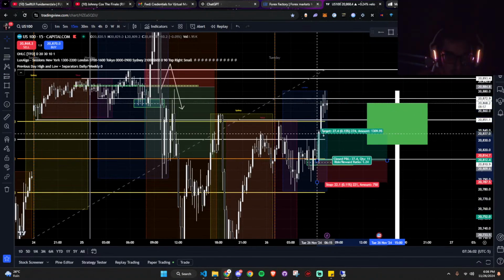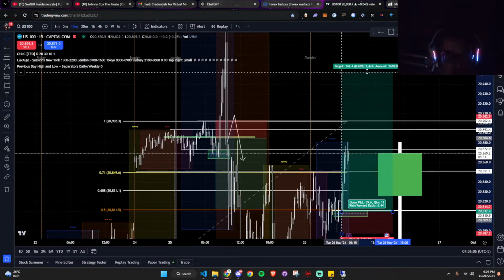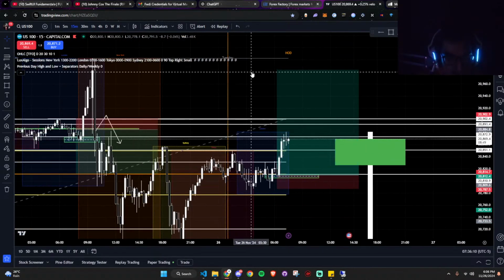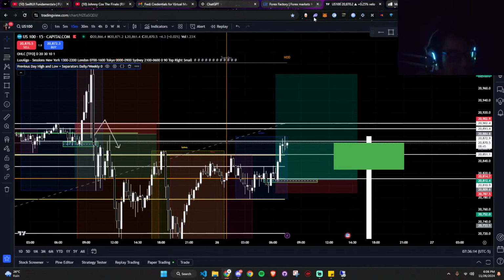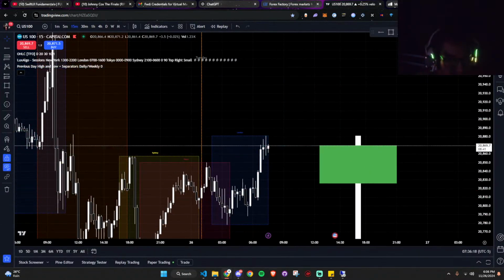Yeah, see, if you first TP here, you still make that money back, and then the rest of the contracts you let it run. You let the rest of the contracts run to the highs. I feel like it might run to the highs, but it's not really a setup though.